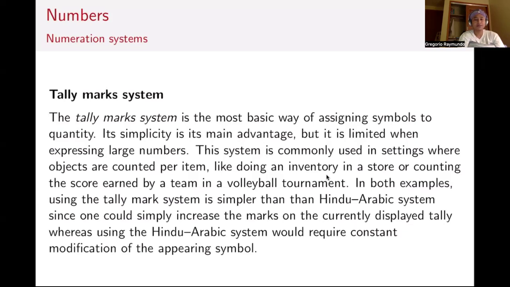In both examples, using the tally mark system is simpler than the Hindu-Arabic system since one could simply increase the marks on the currently displayed tally, whereas using Hindu-Arabic system would require constant modification of the appearing symbol. So basically, ang tally mark system, ito lang alam nating system na yung ginagawa natin ng 1, 2, 3, 4, 5, 6, 7, 8, 9, 10. But notice, as it gets bigger and bigger, nagiging cumbersome and inefficient yung system nito.